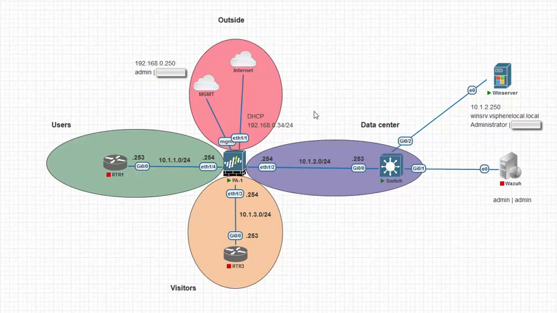So this is the lab that I'm producing, and what I wanted to do was have a Windows 2016 Active Directory server being able to log the user's traffic that goes through the firewall.